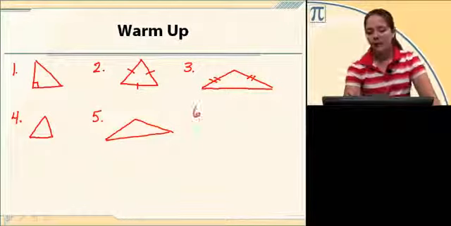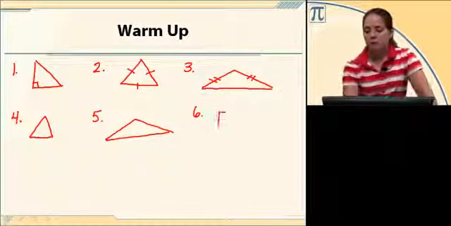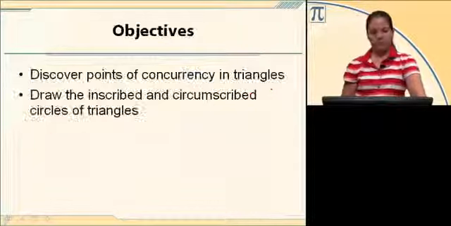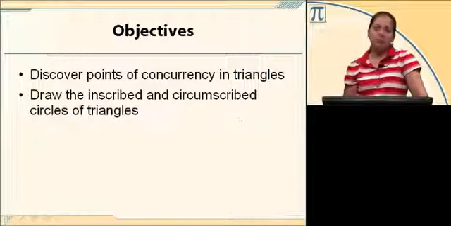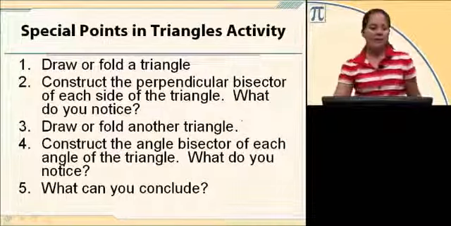And our last one, scalene. Scalene is just saying that none of the sides are congruent. So there's an example of a scalene triangle. The objectives for this lesson are to discover points of concurrency in triangles and to draw the inscribed and circumscribed circles of triangles. So we're going to start with an activity.